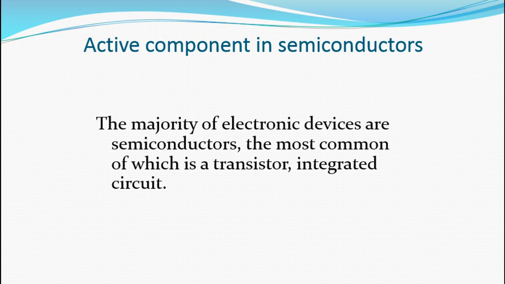Active components in semiconductors. The majority of electronic devices are semiconductors, the most common of which is a transistor and integrated circuit. That is, in terms of active components, the most common type is the semiconductor, which is called a transistor and integrated circuit. That is one or two examples, and then there are also other active components which I have not mentioned.